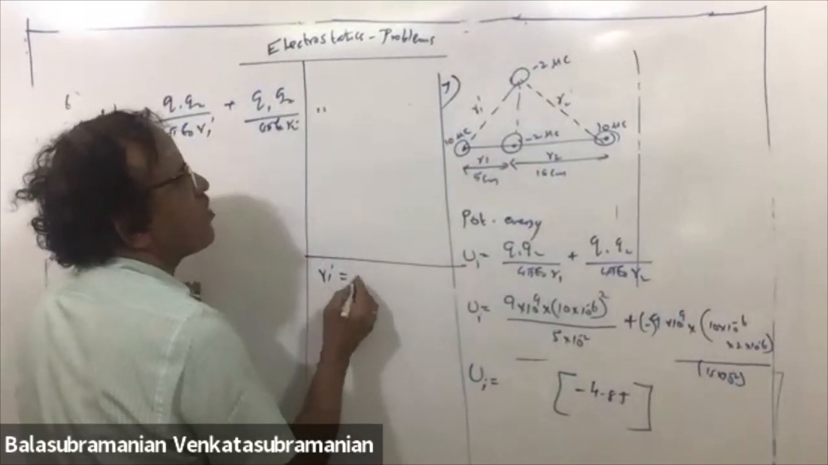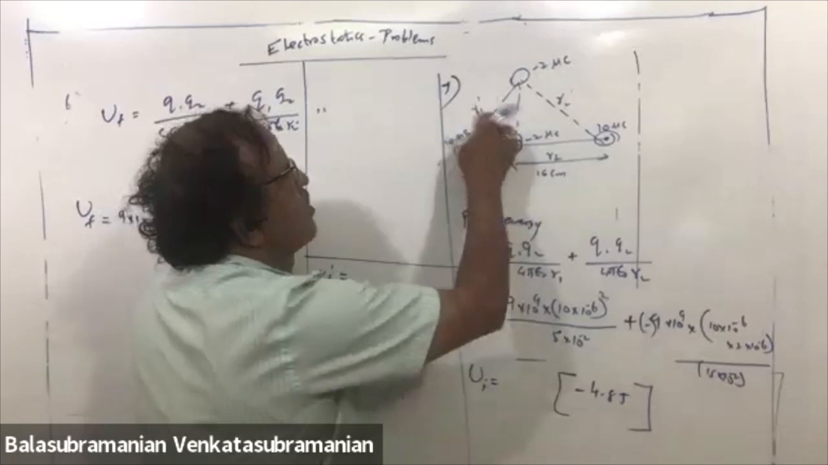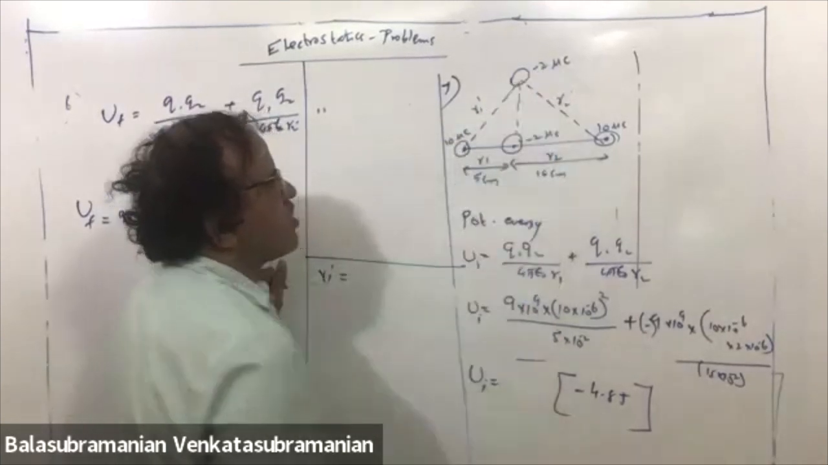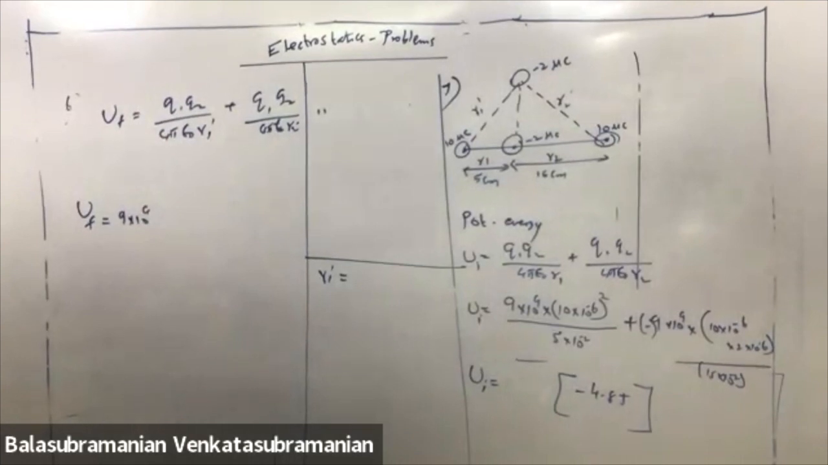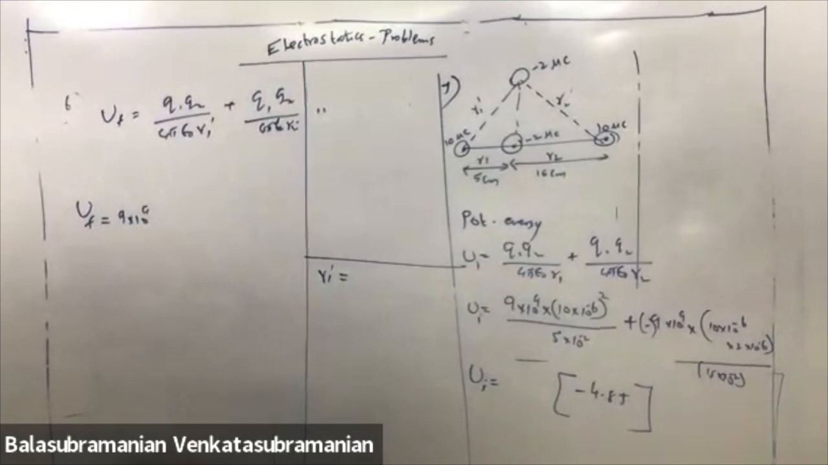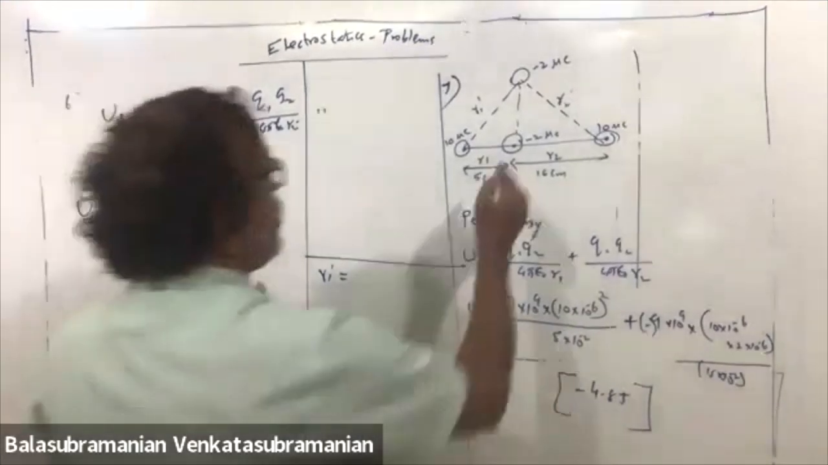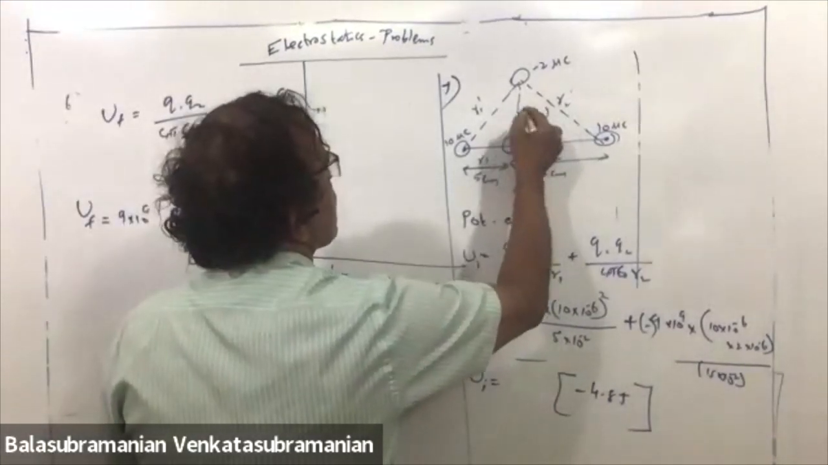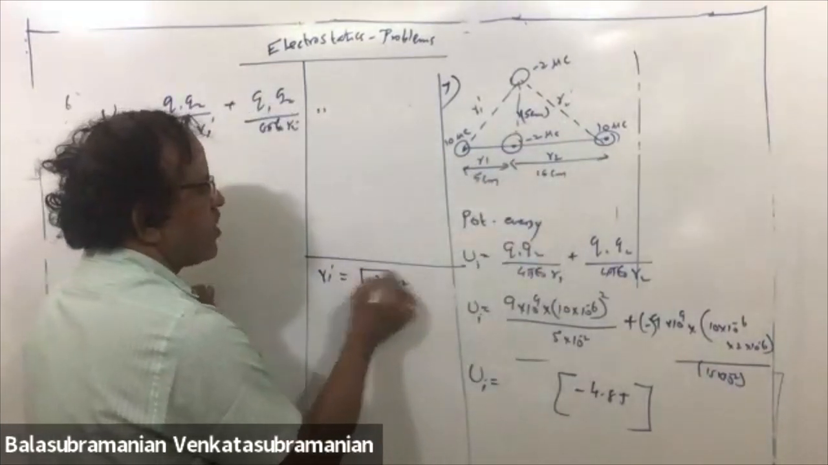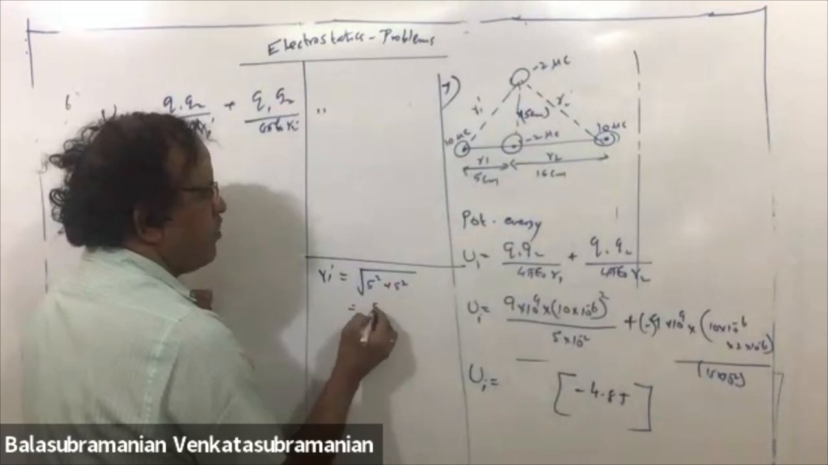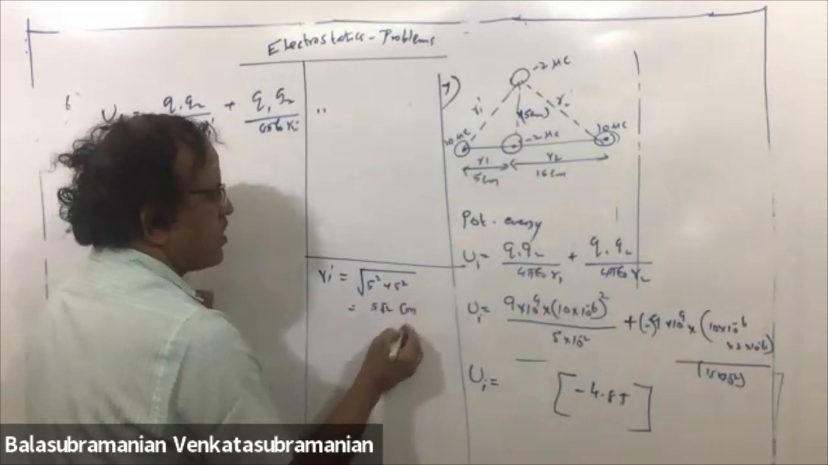R1 dash is equal to this square plus this square. What is that value? How to calculate R1 dash? Only 5 centimeter it is moved. This is 5 centimeter, this is also 5 centimeter. So root of 5 square plus 5 square, root of 25 into 2, 5 root 2 centimeter.